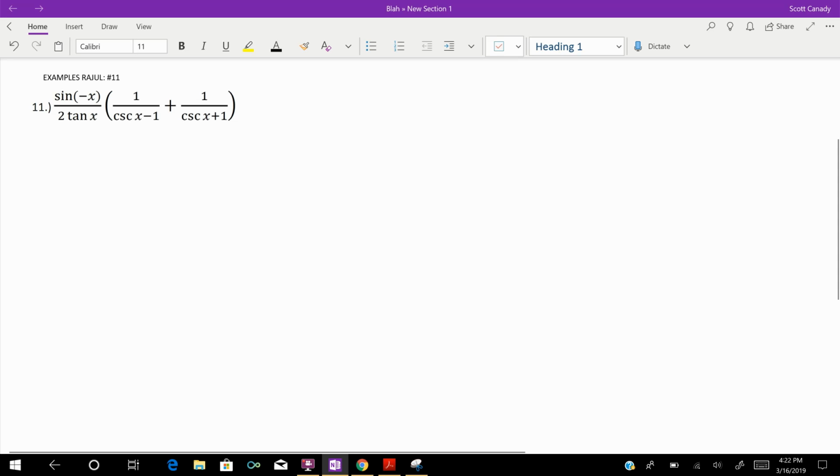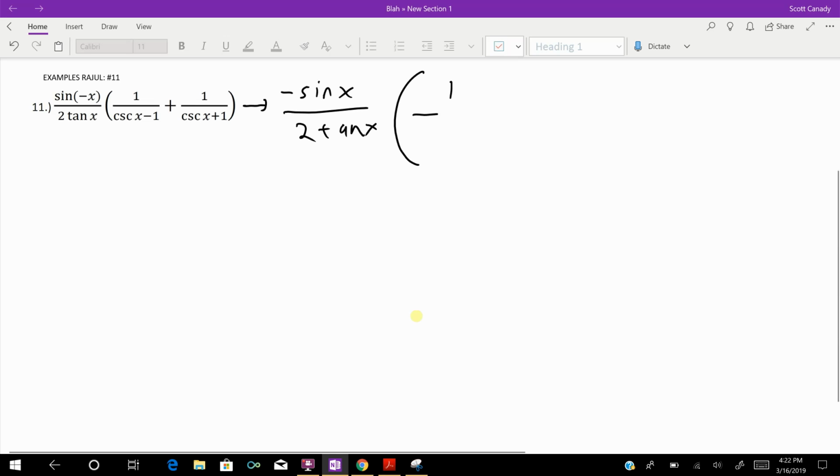All right, so we're looking at this pretty complicated looking thing, and initially what stands out to me is sine of negative x. Sine of negative x becomes negative sine of x. So let's go ahead and do that basic simplification right now. That's negative sine of x over 2 tangent of x. And then we've got 1 over cosecant x minus 1 plus 1 over cosecant x plus 1. And you're going to see why I'm giving this a lot of room in just a second.